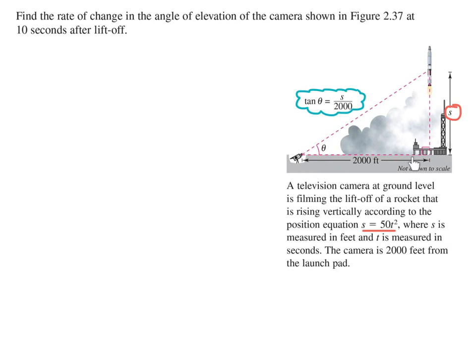So the camera is 2,000 feet from the launch pad, and we're being asked to find the rate of change in the angle of elevation of the camera shown in this figure 10 seconds after liftoff. Also notice I didn't include any given rates or things to find, so we're going to write these equations ourselves. Something else I wanted to point out about this image is that this little teal bubble is not the representation of the length of this hypotenuse. It's just an added little thing. It was a little confusing to me at first too, but it's just what tan of theta is equal to. We'll work with that in just a moment.